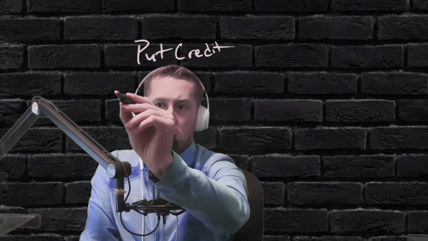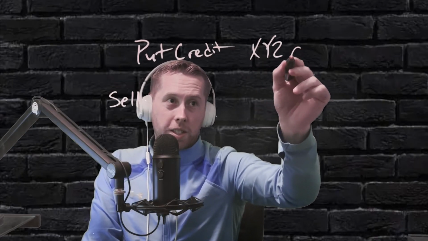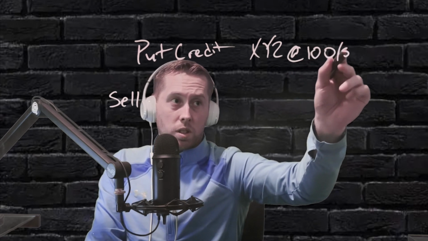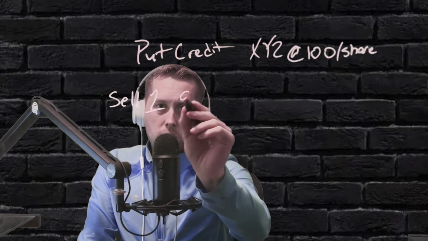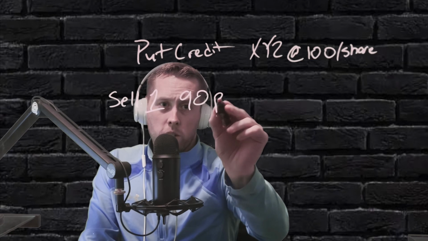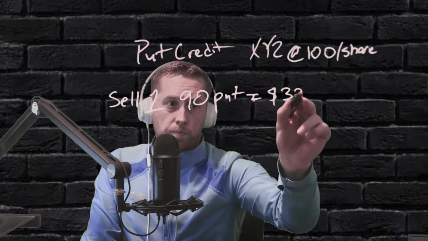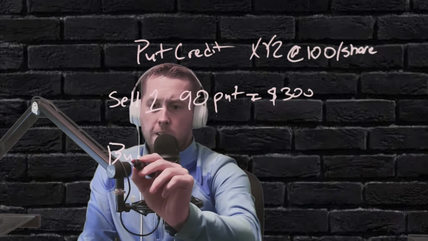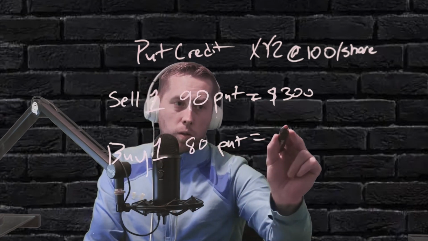So to start this, we have a put credit spread. And let's say we sell XYZ, always, and it's at $100 a share. So we're going to sell one $90 put for $300. Then we're going to buy an $80 put for $100.